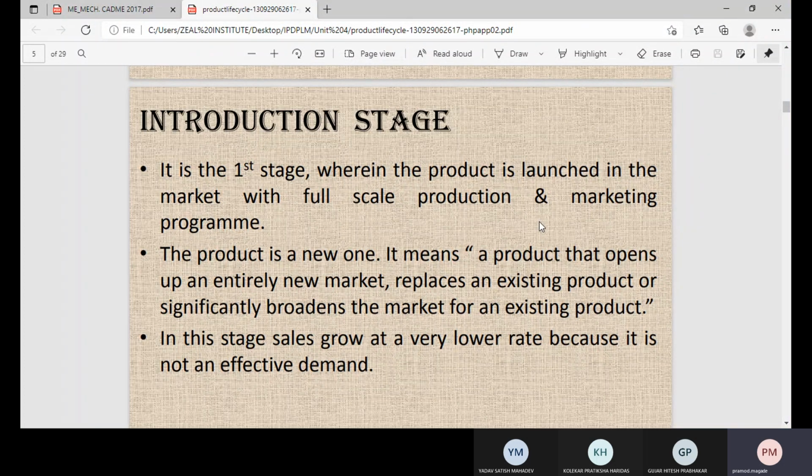Of course, the product is a new one. It means a product that opens up an entirely new market, replaces an existing product, or significantly broadens the market for an existing product. In this stage, the sales grow at a very low rate because it's not an effective demand. It means because of introduction. Not an effective demand means it has not created the brand at that time. That's why it is sold at a very low price. So you can write down these 3 points, very important.